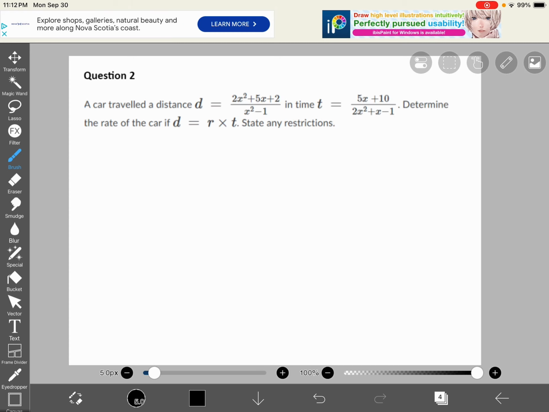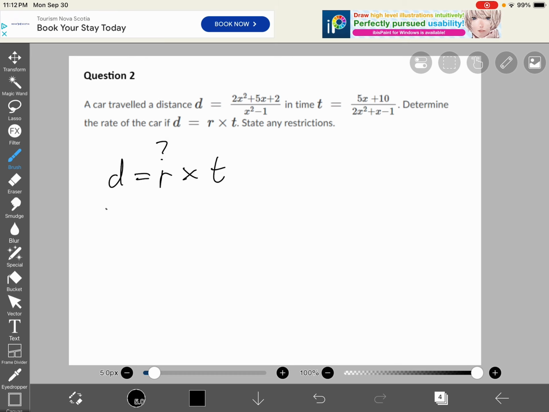So here we have a question about the rate of the car, apparently. A car traveled the distance d equals (2x squared plus 5x plus 2) over (x squared minus 1) in time (5x plus 10) over (2x squared plus x minus 1). And then we have to determine the rate of the car if d equals r times t. State any restrictions. Okay, so first we have to understand what the question is. d equals r times t. You have to find out what r is.